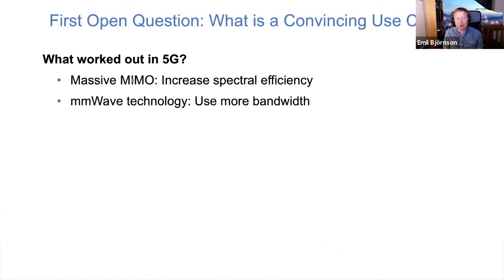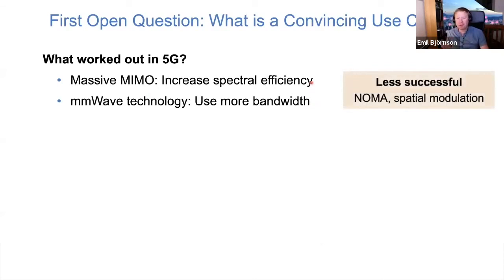Massive MIMO, which I've been working on, is now used to increase the spectral efficiency in 5G. The millimeter wave technology is used to have more bandwidth. The combination of these two things is also very useful. But there are also other things that people were branding as 5G topics. There is NOMA, non-orthogonal multiple access, and there is something called spatial modulation. Both of them have been sold in the literature as being 5G topics, and none of them are in 5G right now. It's also not clear if they will be included or not.